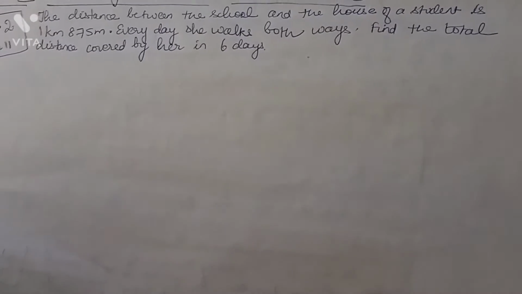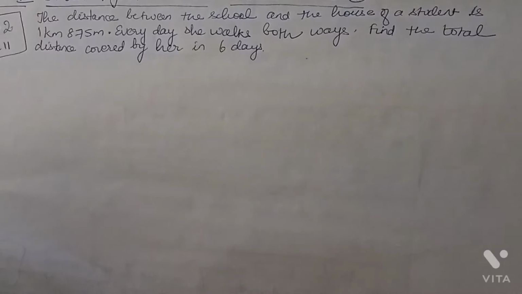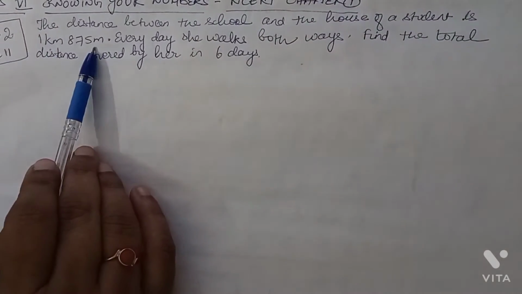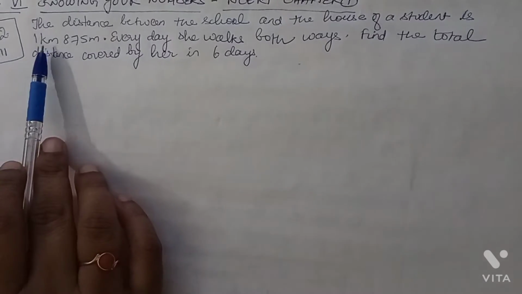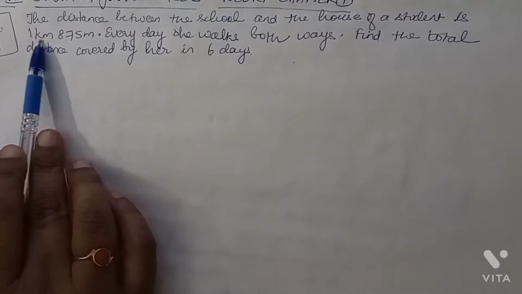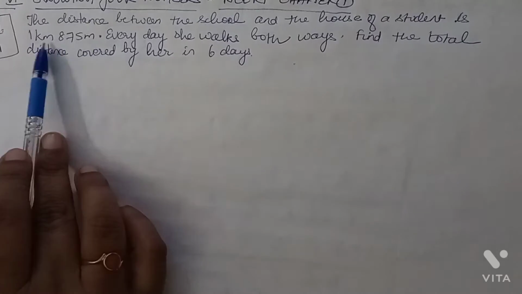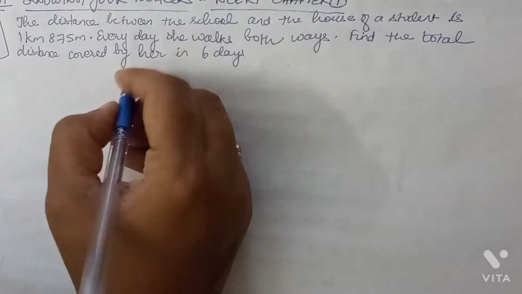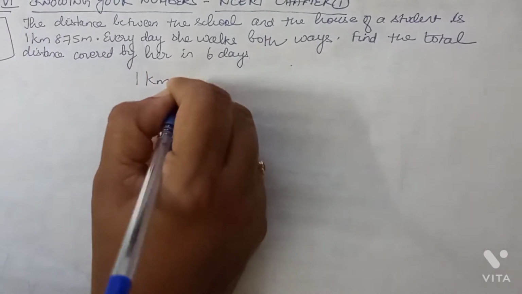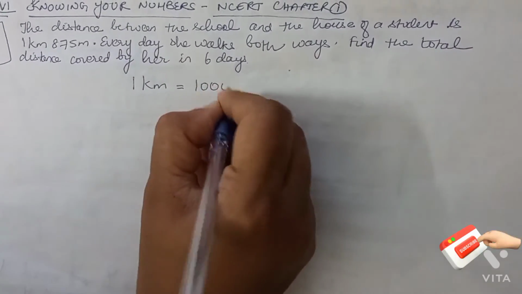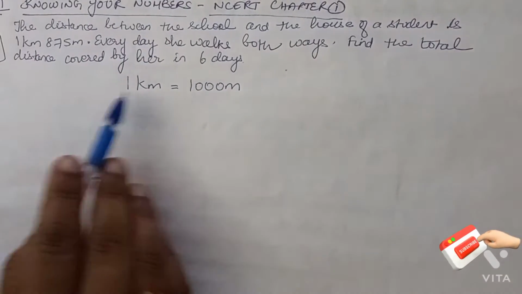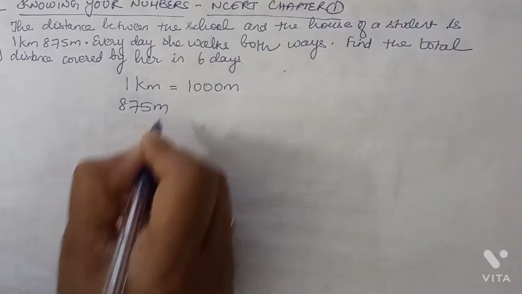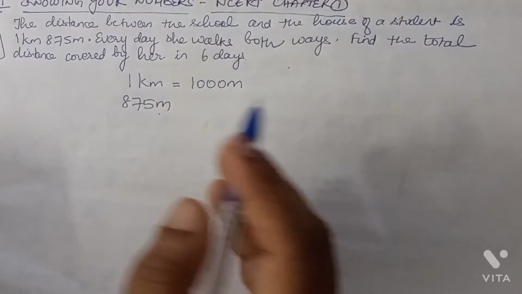Before moving, as I used to say, we should check the units. We have got both kilometer and meter, right? So I am going to convert meter into kilometer. 1 kilometer is equal to how many meters? 1000 meters, right? So what about 875 meters? Meter is smaller, kilometer is a larger quantity.